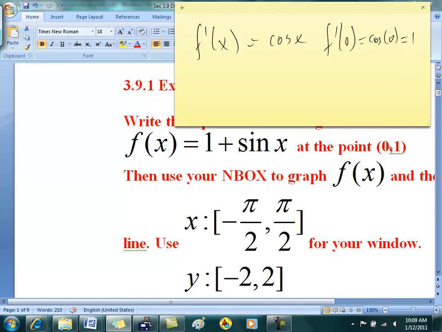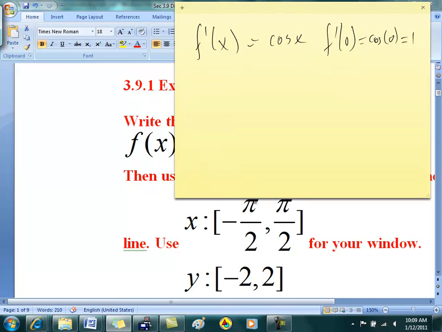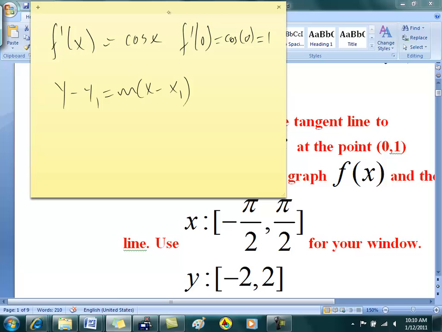How do you write the equation of that line? Can you rattle off the formula for me? Fantastic. Good job. So that's your fundamental point-slope form. So what is y1 equal to? 1. So you get y minus 1. What's m equal to? 1. What's x1 equal to? 0. So what's the equation of the line? y equals x plus 1.